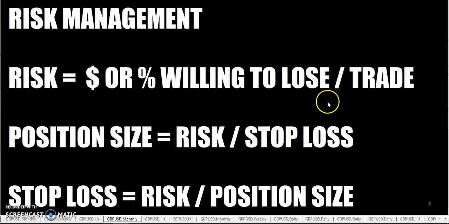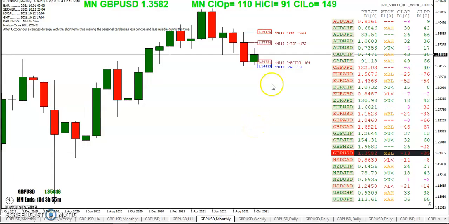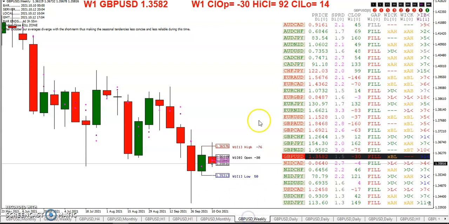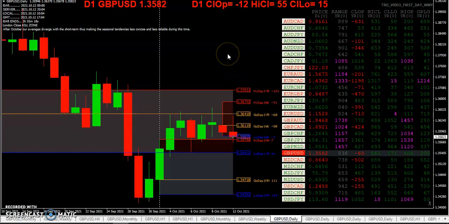Okay, so risk management, make sure you have that in place. Looking at the monthly chart, we're 110 pips over the open on the pound dollar. On the weekly, all the gaps have filled. We're 30 pips below the weekly open. And what's interesting here is that yesterday's low is the low of the opening range for the week. We are still in the opening range for the year right here. And we dipped into the opening range for the month and came back out. So you can see the overlap here.